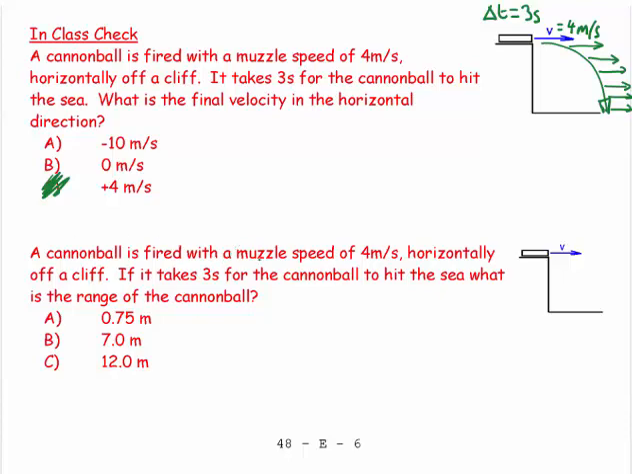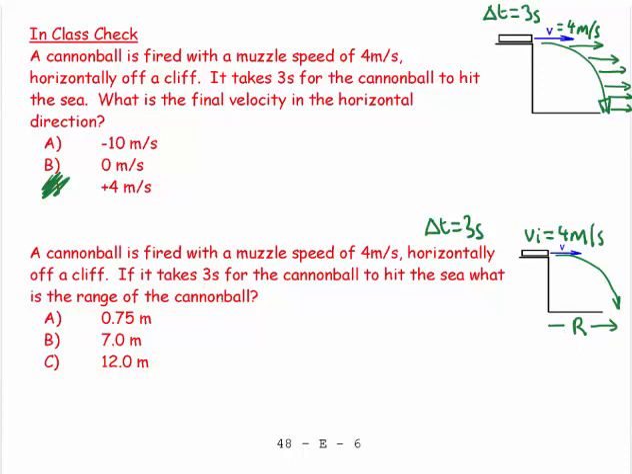A cannonball is fired with a muzzle speed of 4 meters per second. So vi equals 4 meters per second, horizontally off a cliff. It takes 3 seconds, delta t equals 3 seconds, for the cannonball to hit the sea. What is the range of the cannonball? So the range is the horizontal displacement.